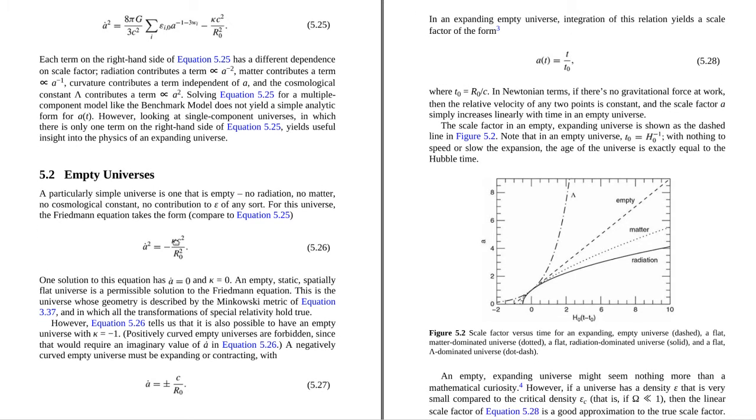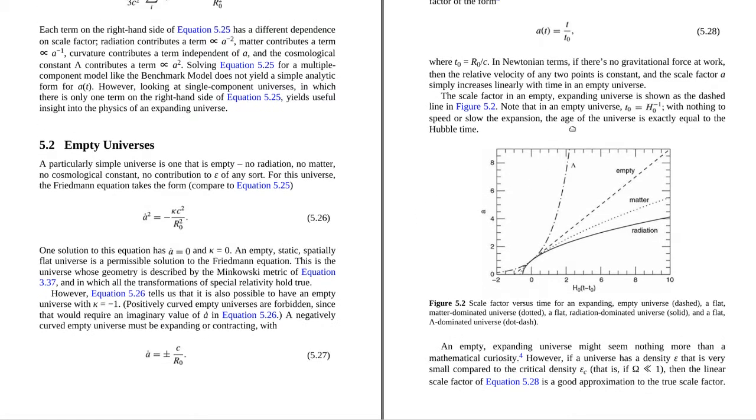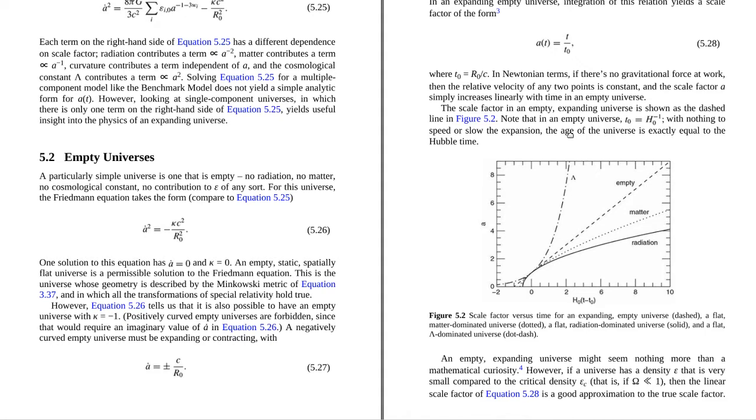Now, you can also have other values for kappa. If you have plus 1, however, the right-hand side is going to be negative and the left-hand side is a square, so that's going to lead to imaginary numbers, which is not allowed. So kappa can be minus 1, but not plus 1. So if kappa is equal to minus 1, then you get these two solutions. A dot is equal to plus or minus c by R naught, and the positive solution corresponds to an expanding universe. The negative solution corresponds to a contracting universe.